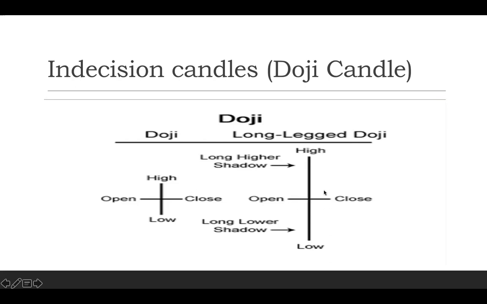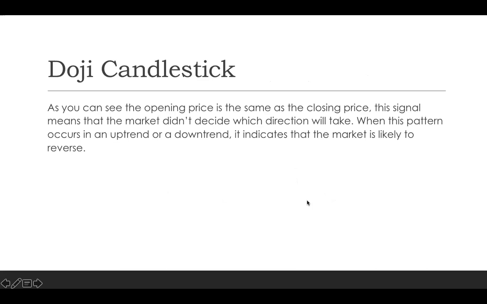But we may have 10 people moving it up or down here, whereas in this one we may have maybe 4 people. So this shows you a little more momentum, but it comes back to the same. There is no strength here. The buyers and the sellers are of equal strength. So this is our long leg doji. With the doji candlestick, as you can see, the opening price is the same as the closing price. This signal means that the market didn't decide which direction it will take. When this pattern occurs in an uptrend or downtrend, it indicates that the market is likely to reverse.